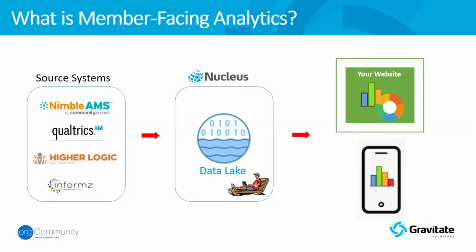So again, always starting with source systems. I've got 4 different source systems here now, a couple of the same ones, but then another example could be using, say, the Nimble AMS or Qualtrics. Those could be source systems. And of course, just like we were talking about before, you would bring that to a data lake, and you would blend that data all together so it becomes very valuable.